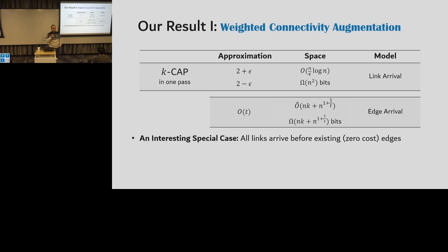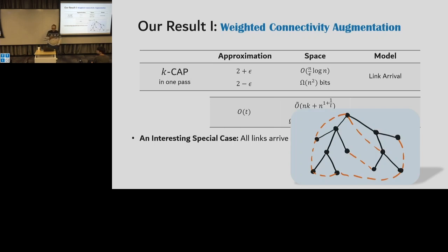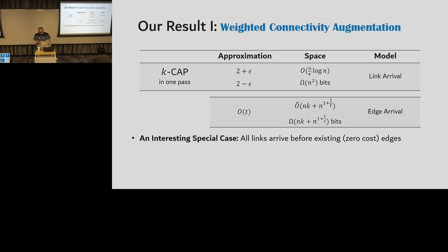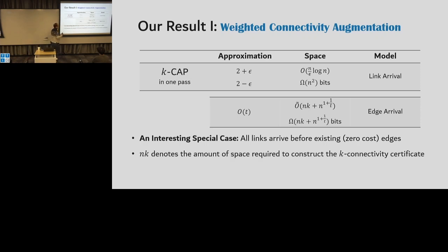Yeah, so that's what I meant. So receive the links and then maybe receive all edges of the graph just afterwards. Okay, just to go through the space complexity, note that nk is basically the amount of space that we need to store. We need to store a k-connectivity certificate for the graph.